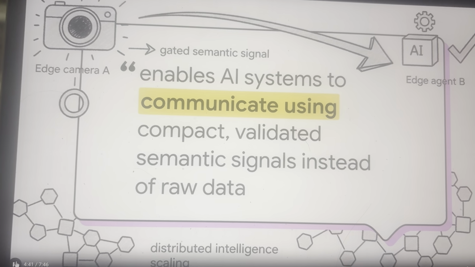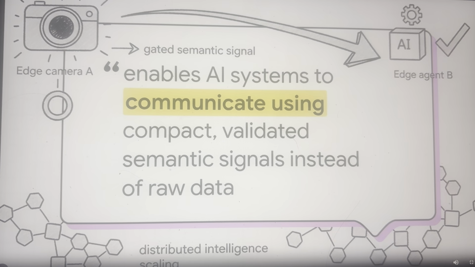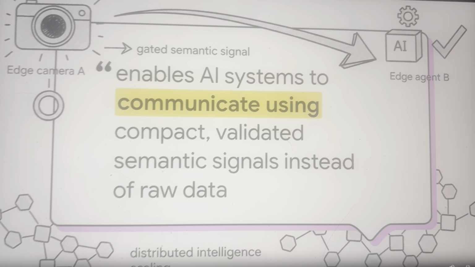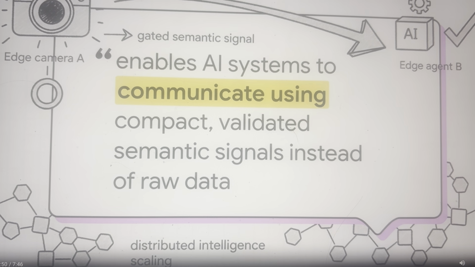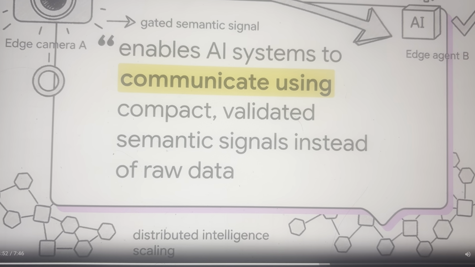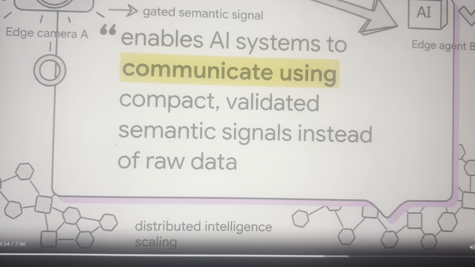Let's say Edge Camera A registers that a slot is empty. Well, Edge Agent B doesn't actually need to process the raw image to believe it. It simply trusts the gated semantic signal. It trusts the fact. This right here is exactly how distributed intelligence actually scales in the real world, without just collapsing under its own massive data weight.